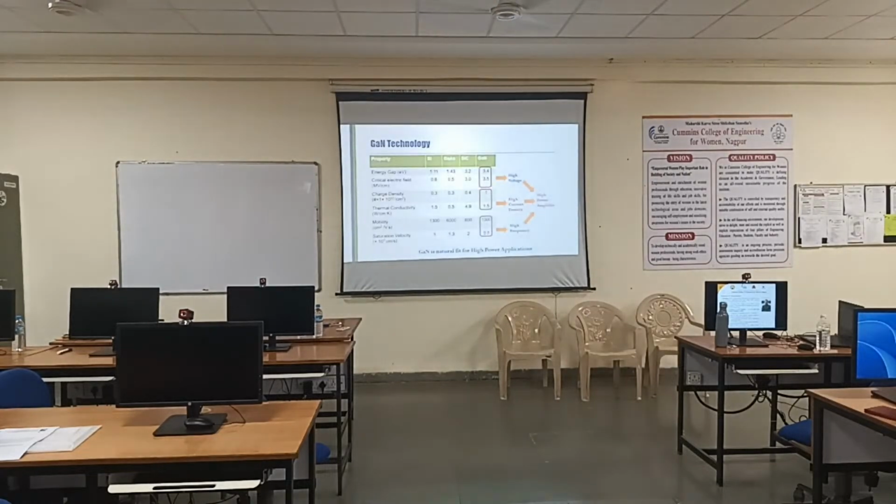If you compare silicon with all, not only silicon and GaN, I have given the comparison of silicon, gallium arsenide, silicon carbide, and gallium nitride. You see, silicon is nowhere better in any performance parameter. I'm talking about gallium arsenide, which is only better in terms of mobility. Nowhere is it better than GaN or silicon carbide.